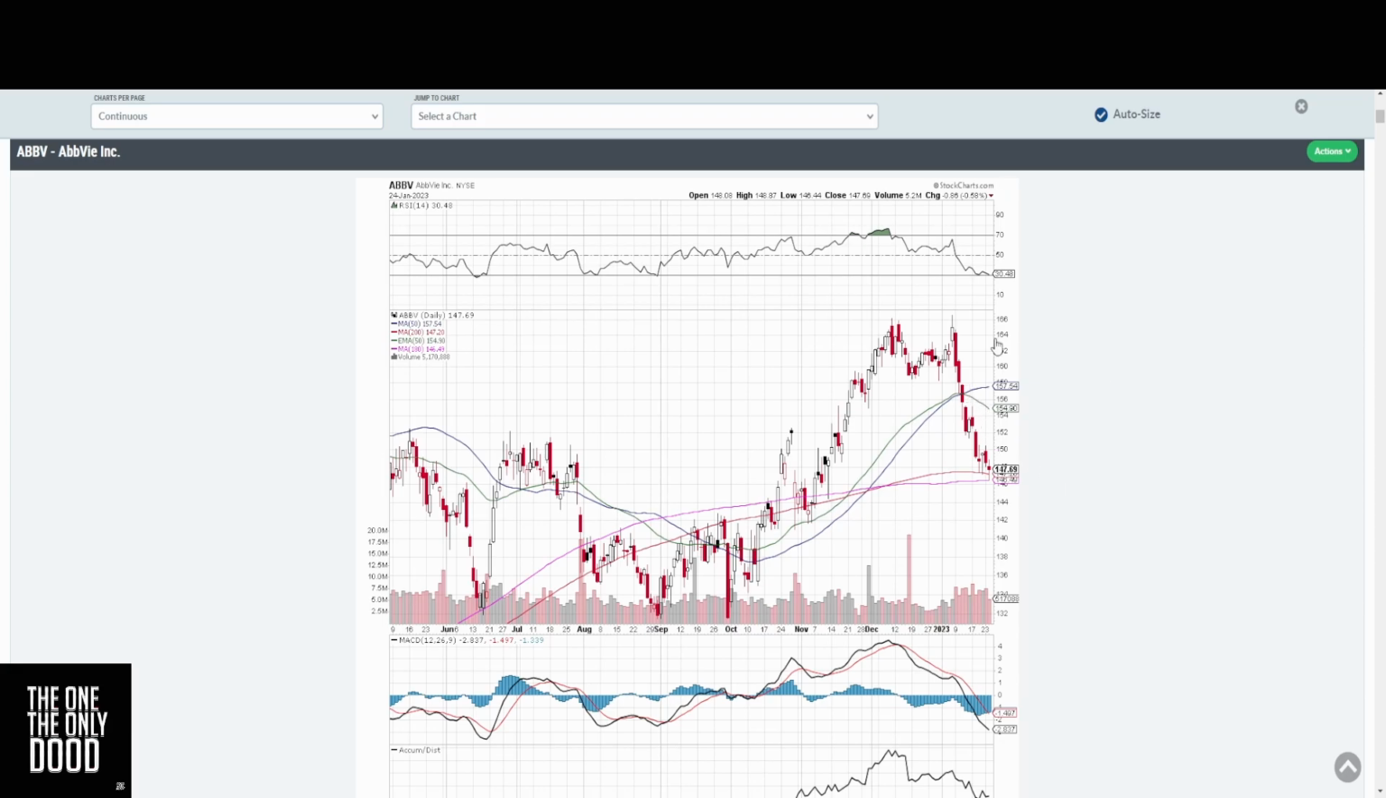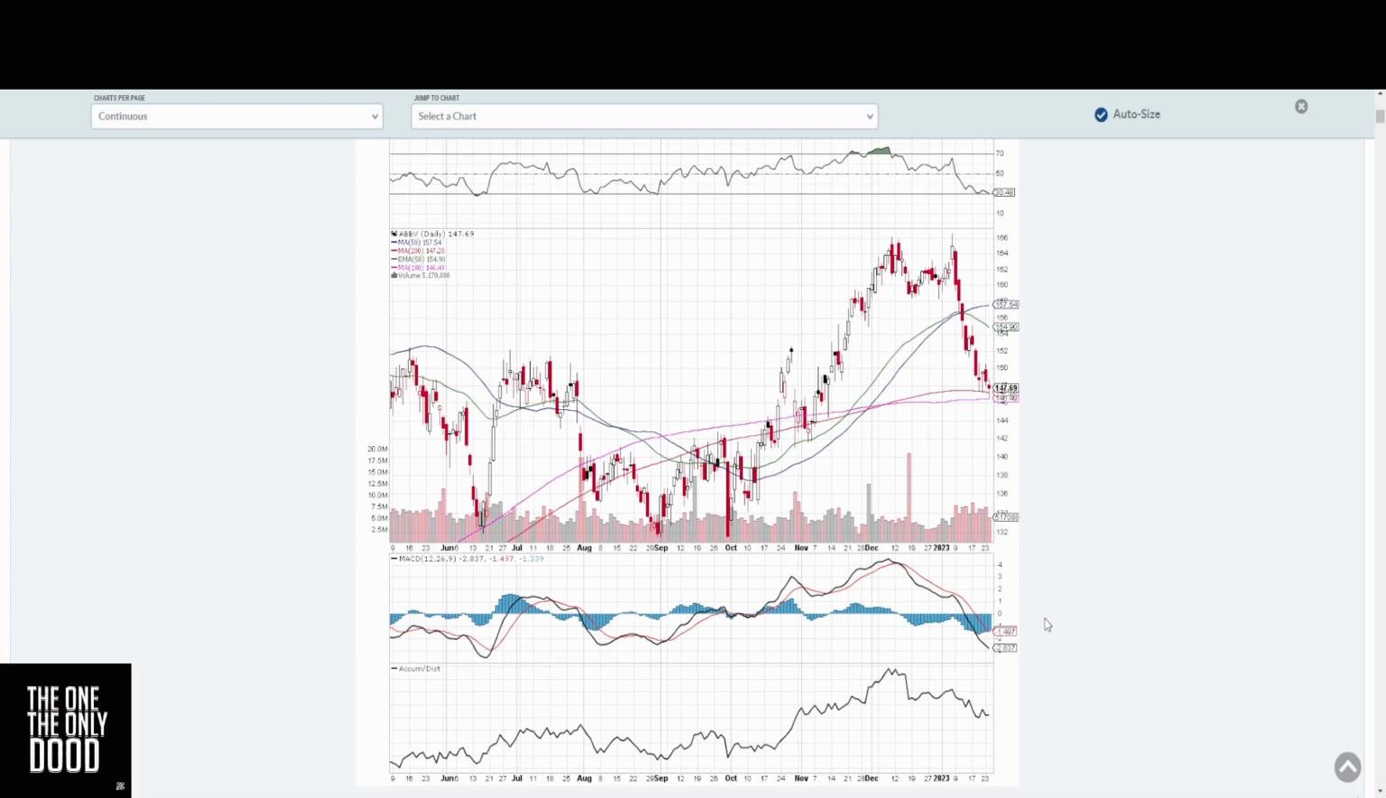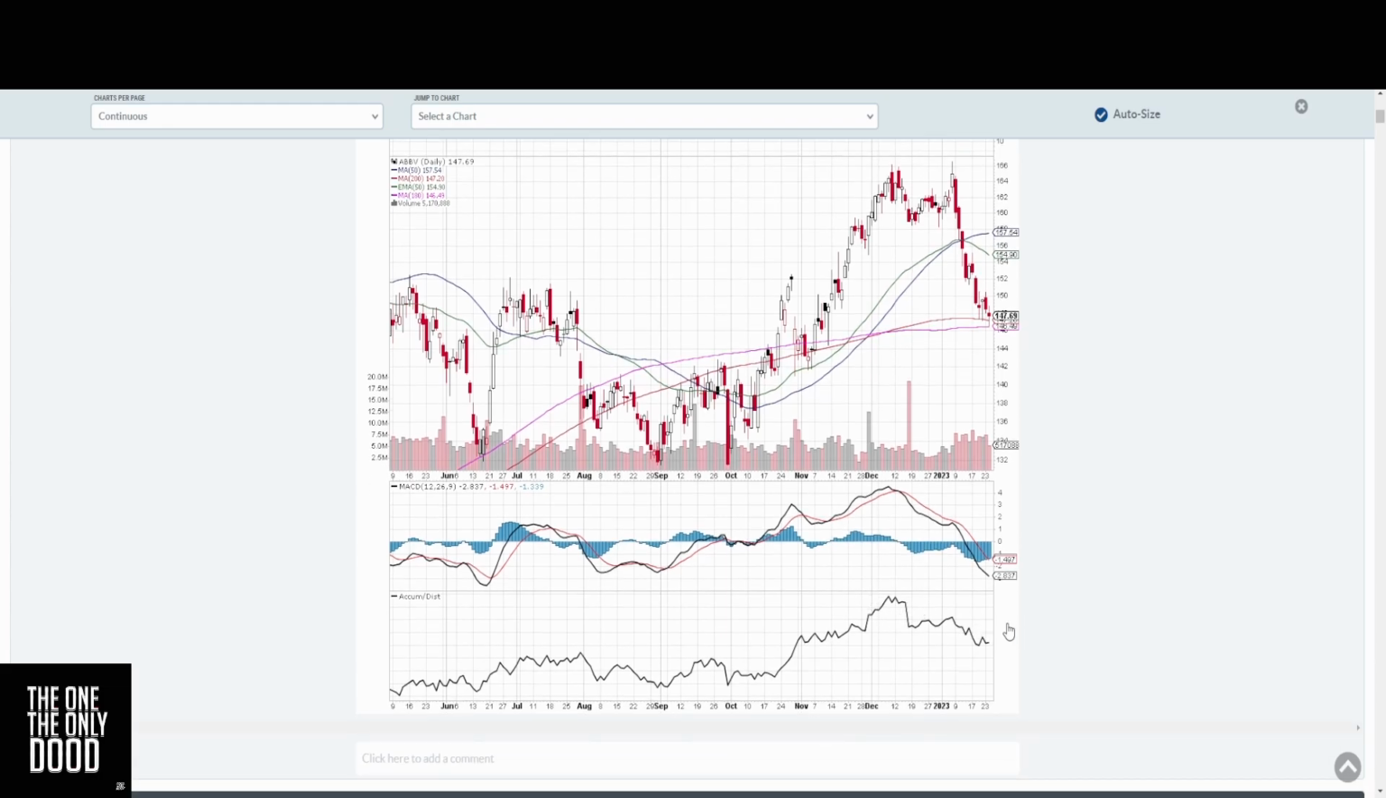First thing I see is you have a double top with bearish divergence. With bearish divergence on volume, you have bearish divergence on the MACD on the lines. You have bearish divergence on the momentum of the MACD, okay? And you have bearish divergence on accumulation distribution.